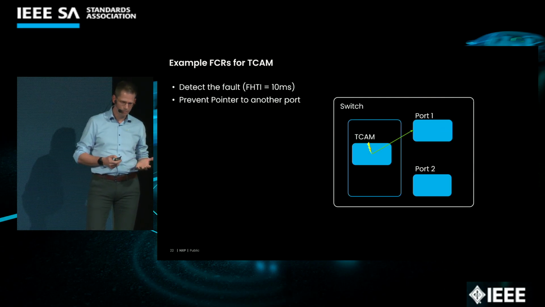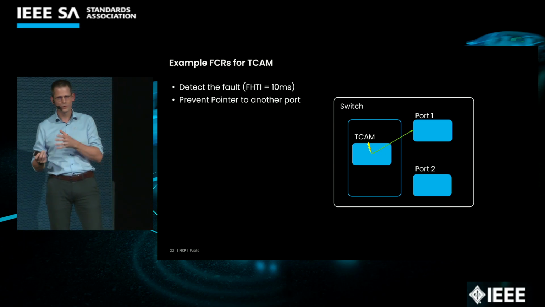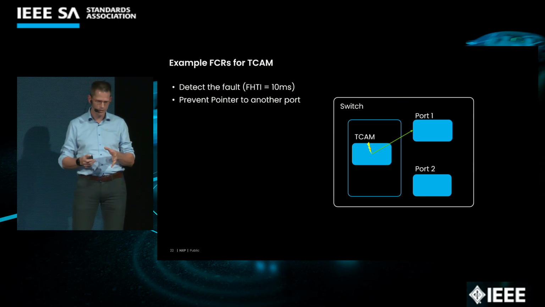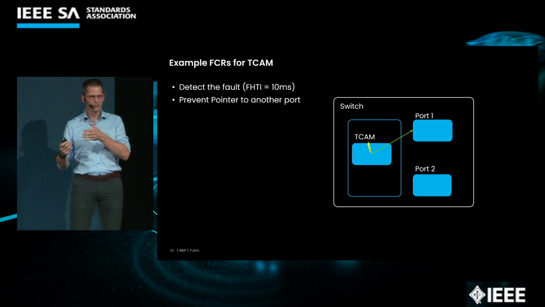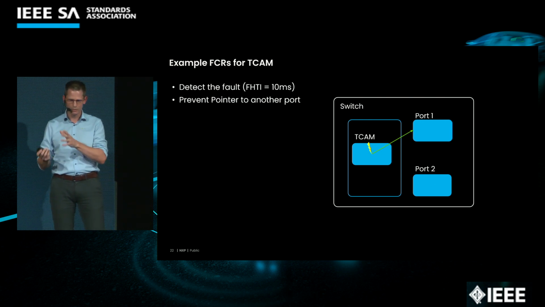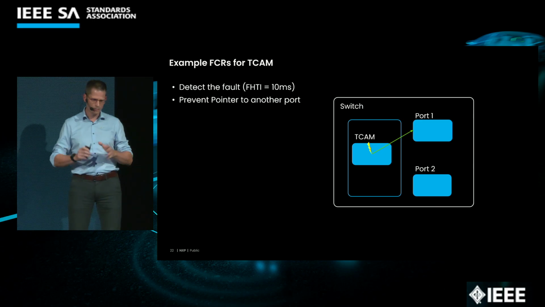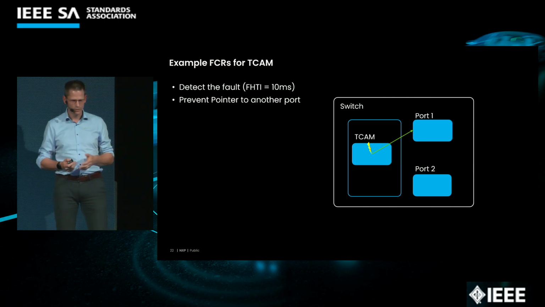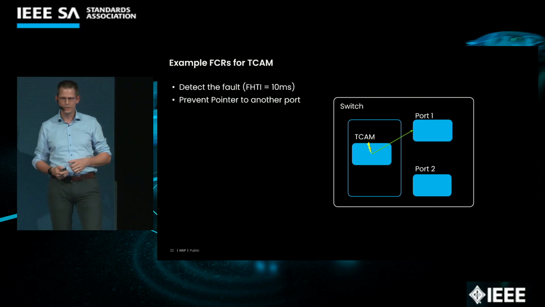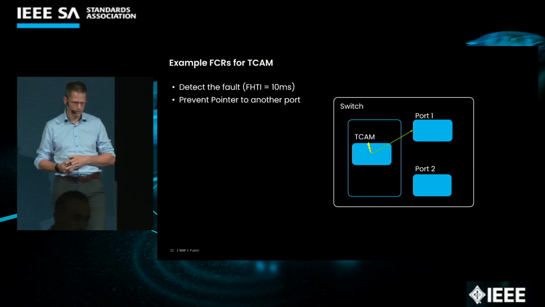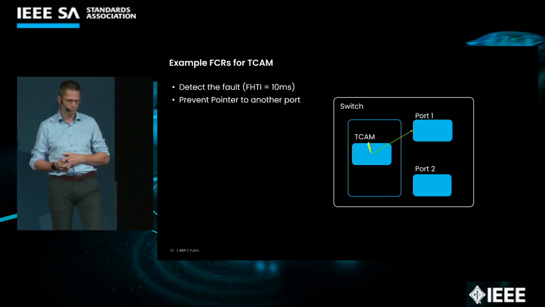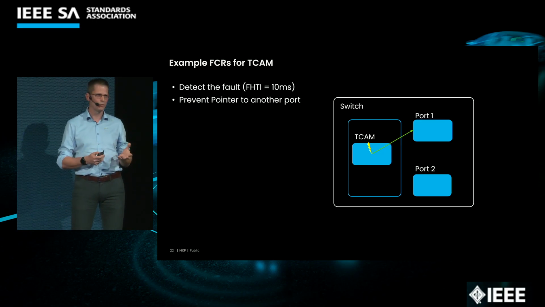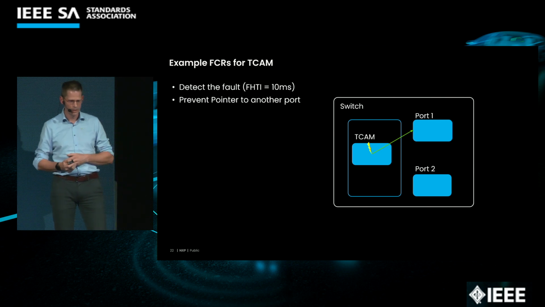For the TCAM, the main thing to overcome this is to detect the fault. If you find the wrong configuration, you can reconfigure it and correct it. But you see here, I gave an example on this FHTI. So the time you need to handle the fault is around 10 milliseconds to prevent the cascading effects of those faults. And of course, you might have other means to prevent pointers to another port in case of a fault, which depends a bit on which kind of faults you cover and what might happen.